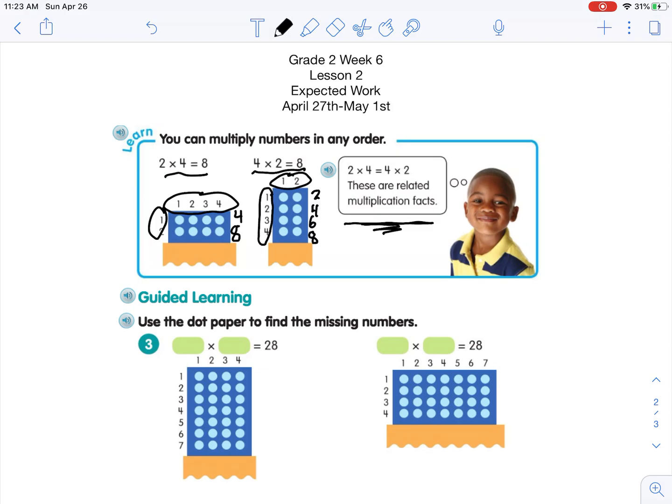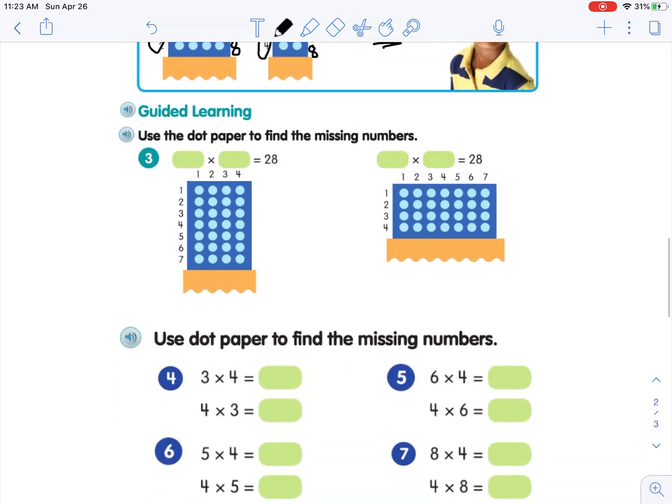It's a related multiplication fact and I still get the same answer. So let's take a look at that below. It says use the dot paper to find the missing numbers. Well, let's take a look at the dot paper.